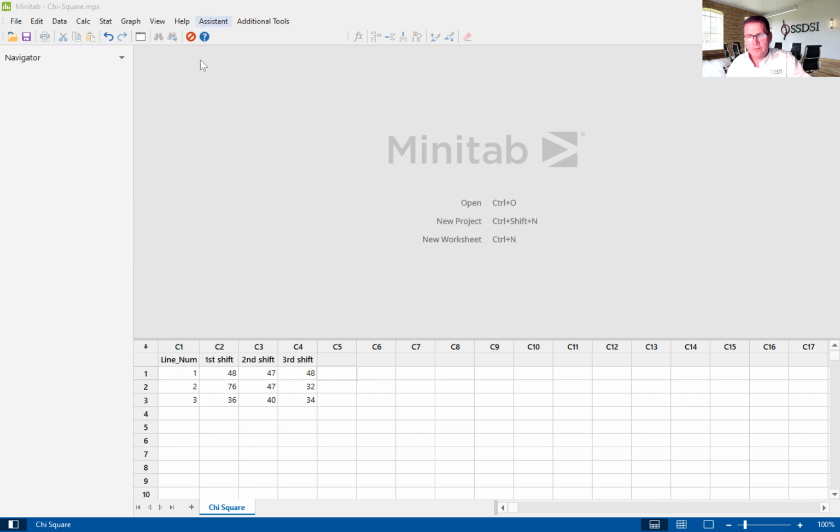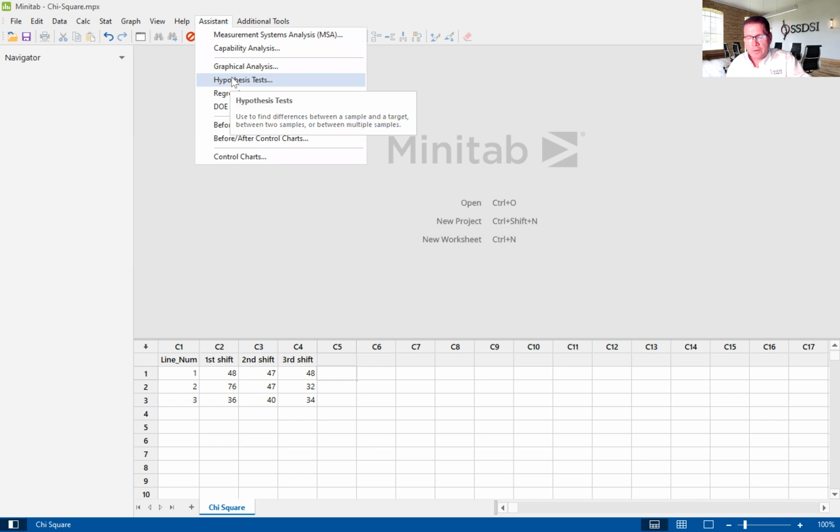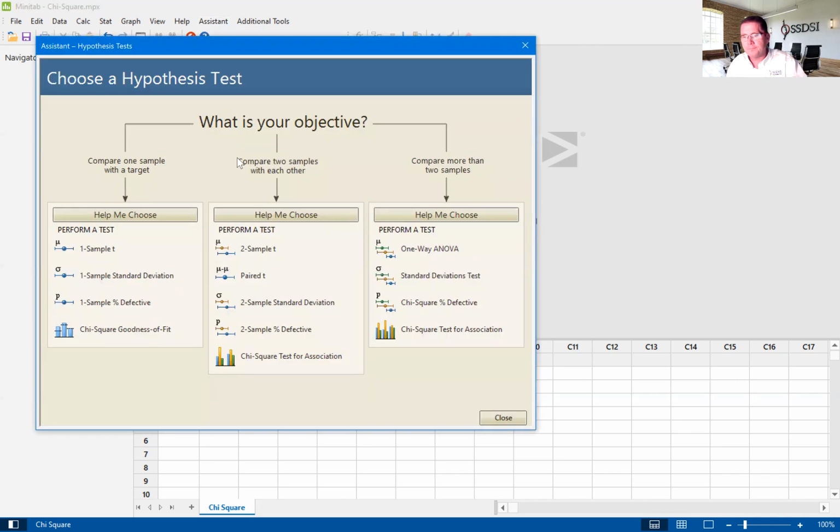We are going to go up into the assistant, into hypothesis tests. We're going to use the assistant as a statistical analysis tool. This really makes analysis easy for us. All right, and we teach this specifically to our green belts. Okay, so we're gonna come down to the chi-squared test for association that actually exists both if we're comparing two samples or if we're comparing two or more samples. In this case, we're comparing two more samples of shift one, shift two, and shift three.